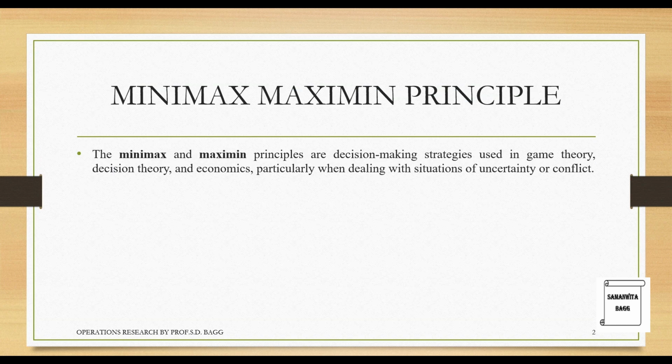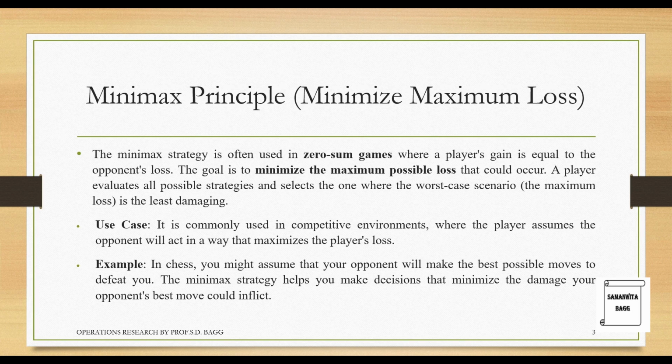The Minimax and Maximin principles are decision-making strategies used in game theory, decision theory, and economics, particularly when dealing with situations of uncertainty or conflict. First, we'll see what is Minimax principle.